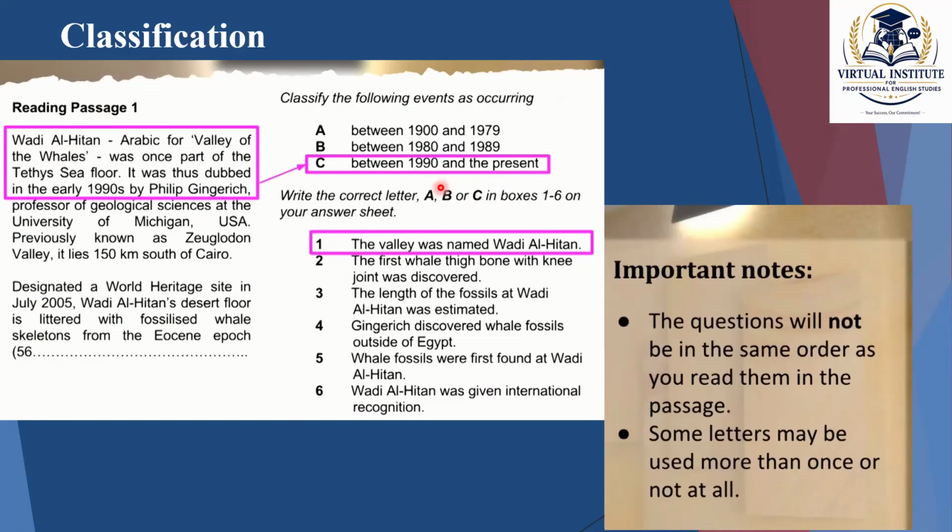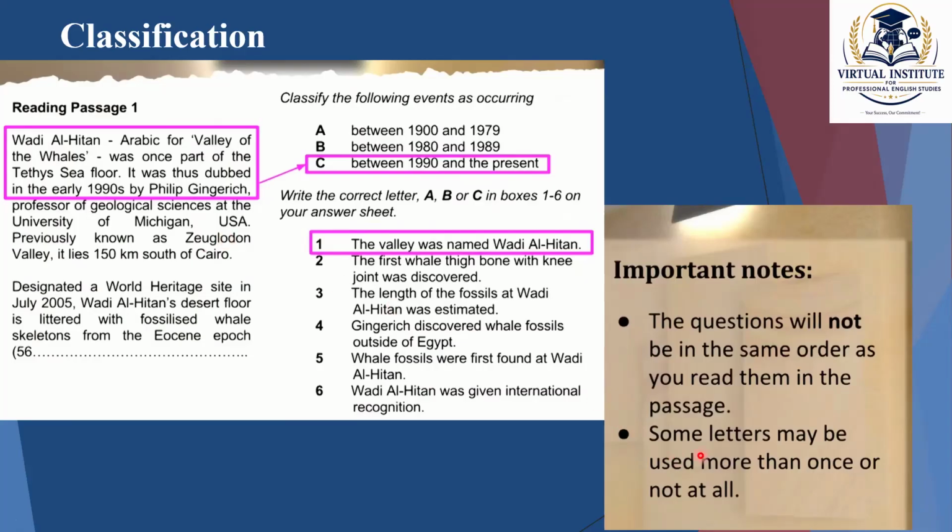Okay. Now, the important note that you should be very careful about is that the questions will not be in the same order as you read them in the passage. In other passages and other question types, the questions were in the same order. Now in this classification type of questions, the questions may not be in the same order. Are you getting it? So the information related to question number 1 might be in paragraph 2, and the information related to question number 2 might be in paragraph 1. So this is what it means. Is it clear? Okay, it's clear.